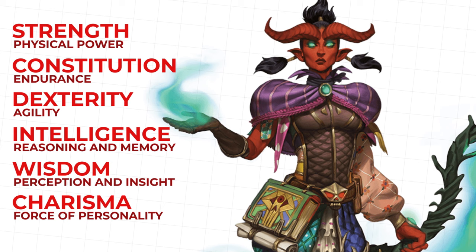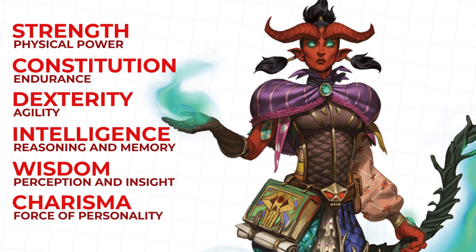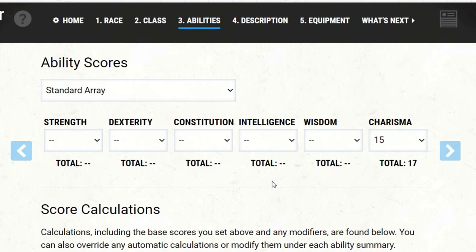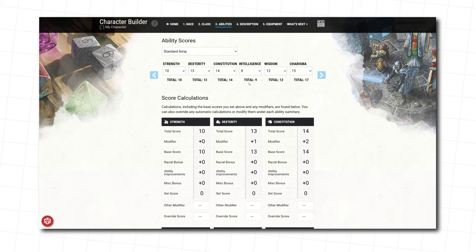Sorcerers really rely on their charisma score to cast spells, so this should always be the highest. After that, Constitution is important for taking hits, and Dexterity can help to avoid those hits altogether. The rest can be selected in any order. Click Next, and let's move on to our character's background.